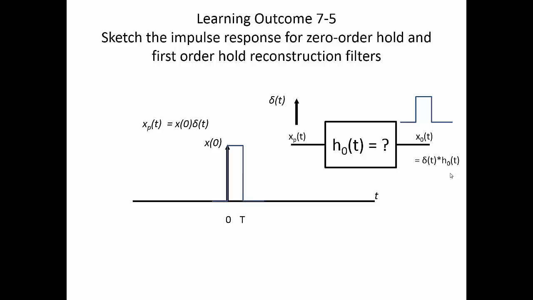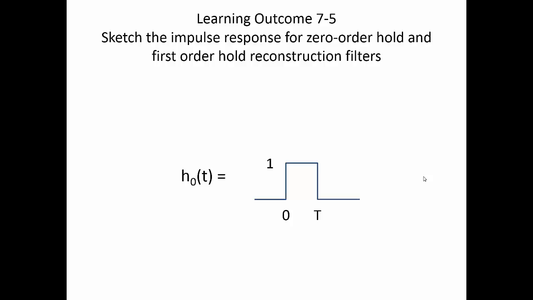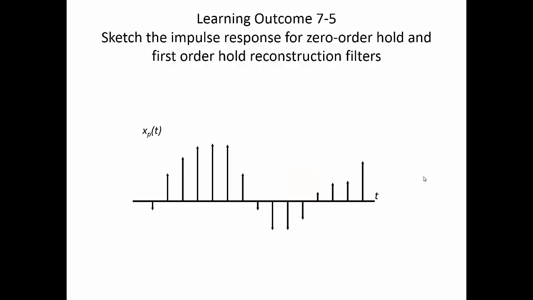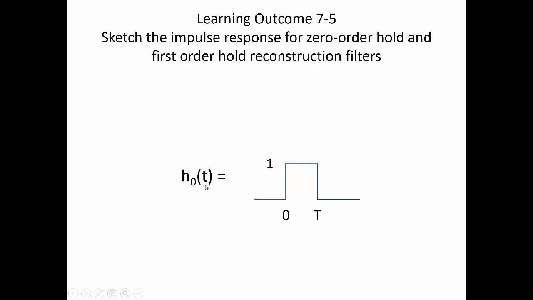Well, I hope you came up with a guess and you didn't just forward the video. Our h0 of t is also going to be a square pulse because convolution with an impulse is the identity operation, and it's going to have an amplitude of 1. So let's think about this. Can we do better than that? Zero order hold works pretty well. This is called a zero order hold filter.